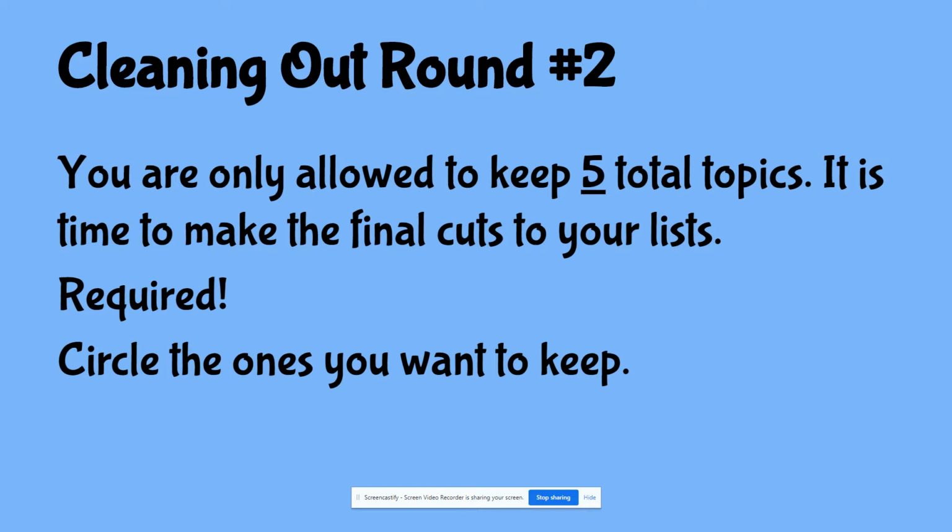They can come from anywhere on your sheet. They can come from any of the sections from the library, or they can come from the section that says the topics that you possibly added. I just want you to keep 5 total topics. This is required that you start with, you finish up on those 5. How you're going to do this on your paper is you're actually going to circle the ones you want to keep, and then in the next video, we'll talk about moving them over to your Google website. So right now, 5 total topics.